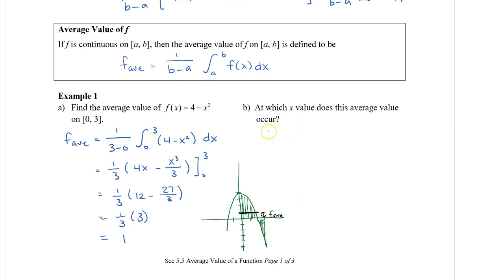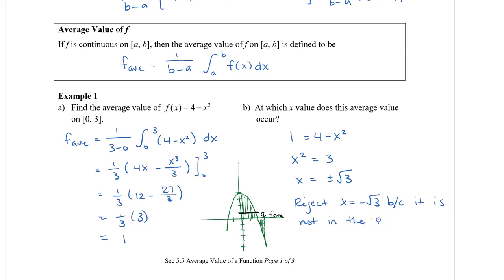So the next question I'm going to ask you is, now knowing that the average is 1, at what x value does this average value occur? So what we can do is take the 1, plug it into f of x, and then find our x value. So we have x squared equals 3, so x equals plus or minus root 3. However, we're going to reject the negative root 3 because we only want the value to be between 0 and 3. So we're going to reject x equals negative root 3 because it is not in the interval 0 to 3. So therefore, x is only root 3.